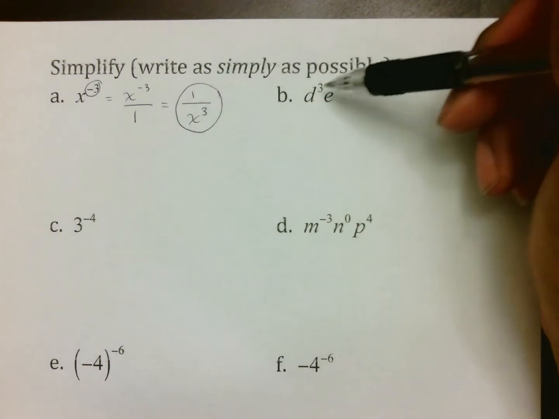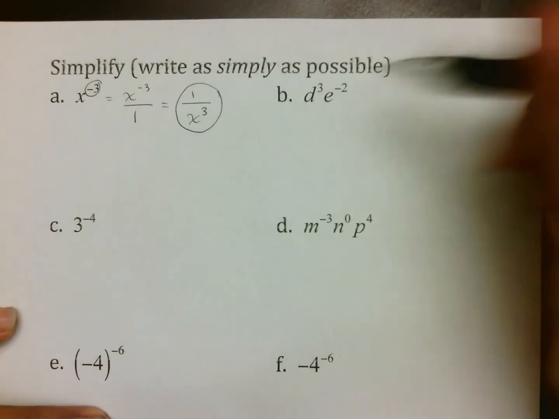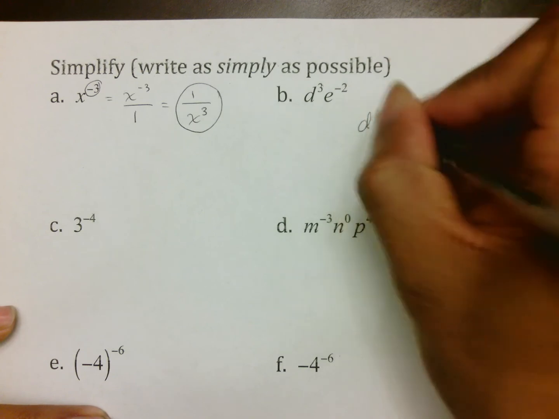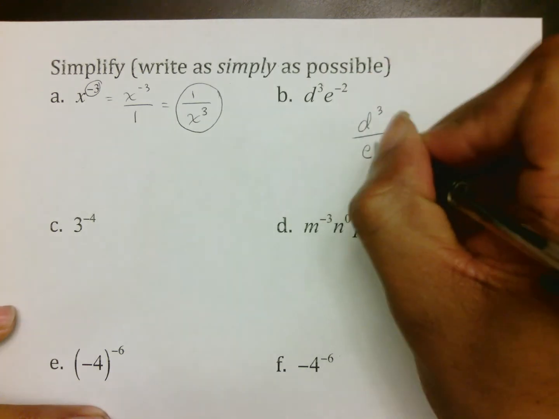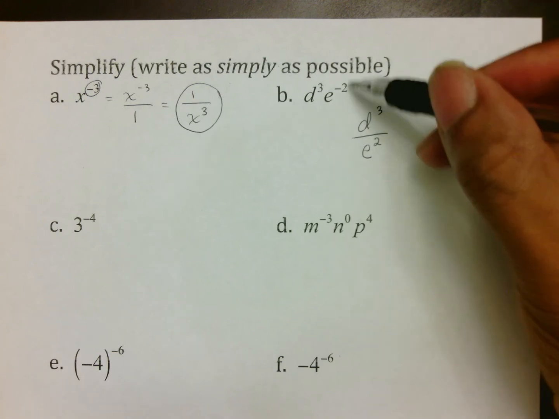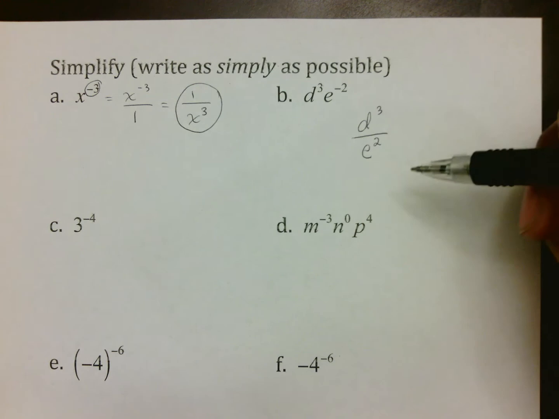If you see a question like this one, d to the third, e to the negative second, notice the d is happy, the e is not, and so therefore you keep the d where it's at, move the e down to the bottom as a positive 2. And again, whenever you have a negative exponent on just a regular number, that number always wants to move down to the bottom.